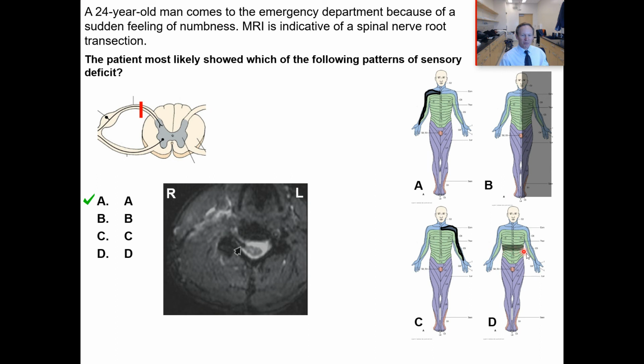So this is a bilateral distribution that wouldn't happen with a unilateral lesion, right? And here we have both a body and face, and the face would not be affected, for example, by any spinal cord lesion. Okay.